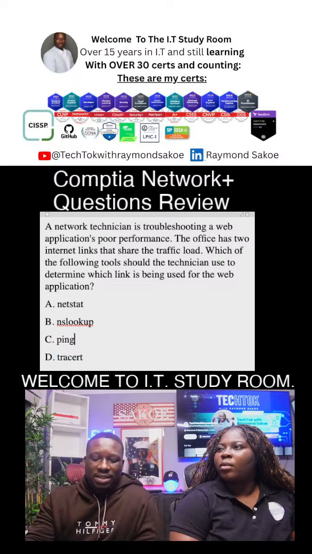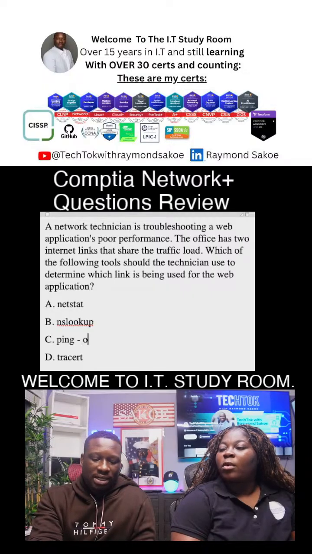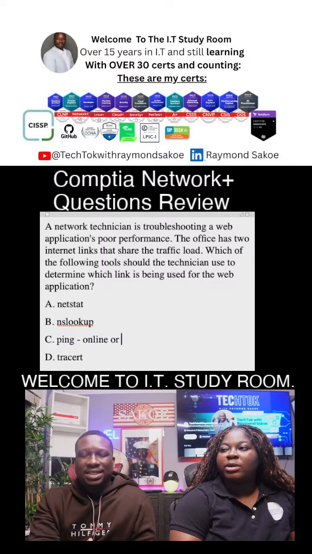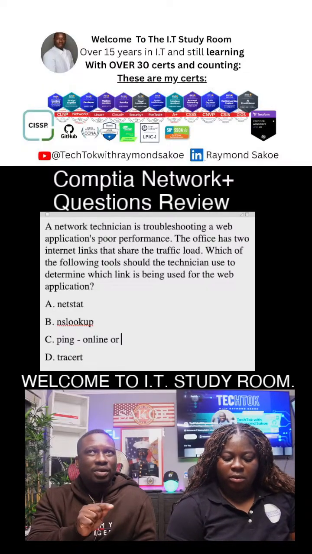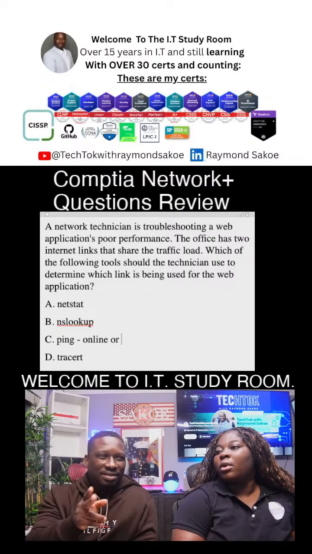The ping command just tells you if the device is online or not. CSP says tracert or traceroute depends on what OS you are using. So I think tracert is Windows, and traceroute is Linux. Yeah, I think so, right?